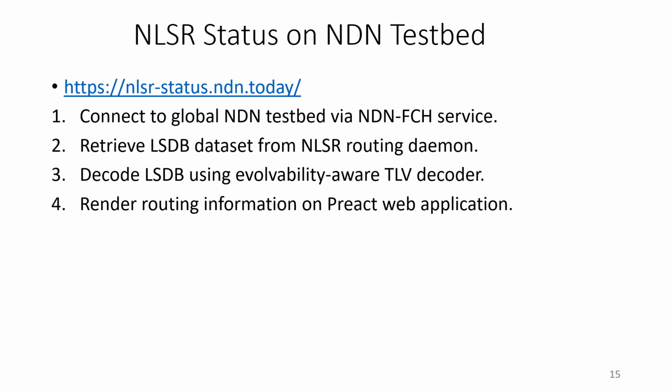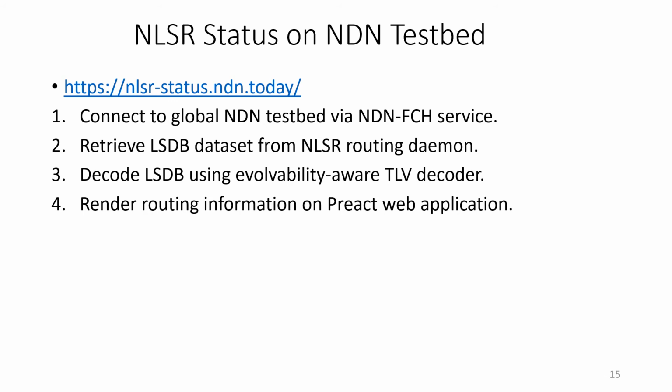Next up is an online demo of the NLSR status on NDN Testbed web application. You can access it at nlsr-status.ndn.today. You can go to this website now. It will connect to the NDN testbed using NDN find closest hub service. Then it retrieves LSDB routing information dataset from the NLSR routing daemon.